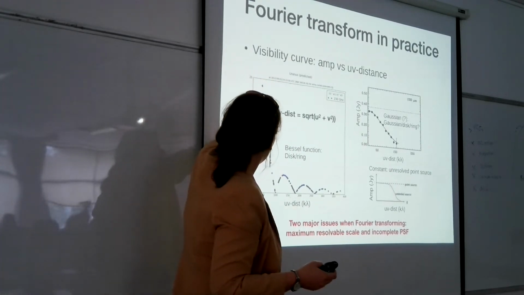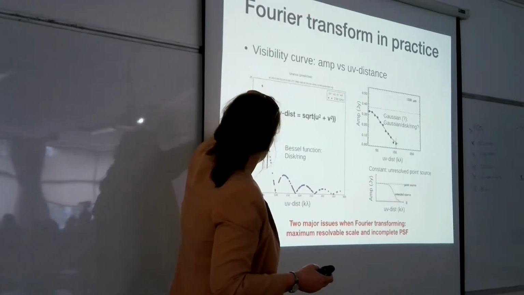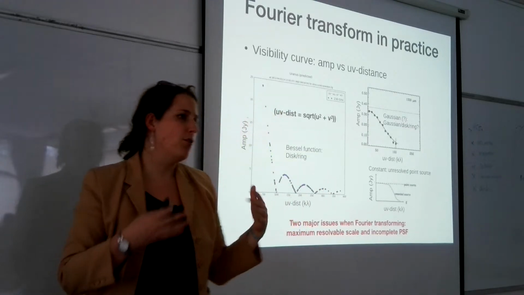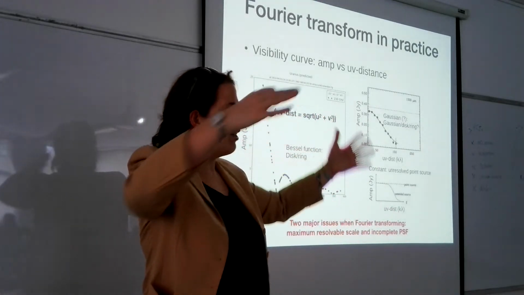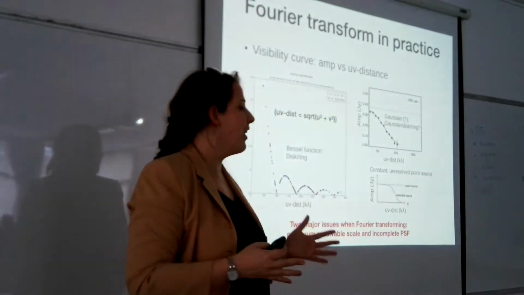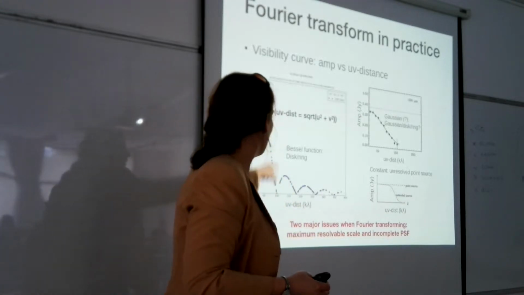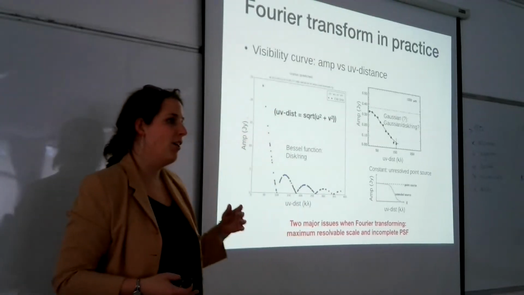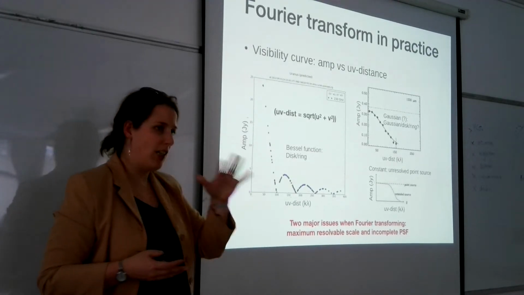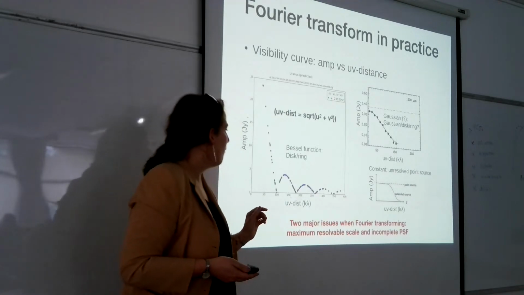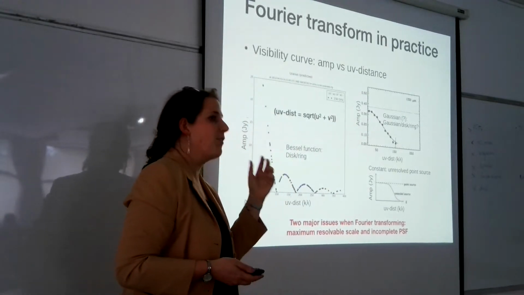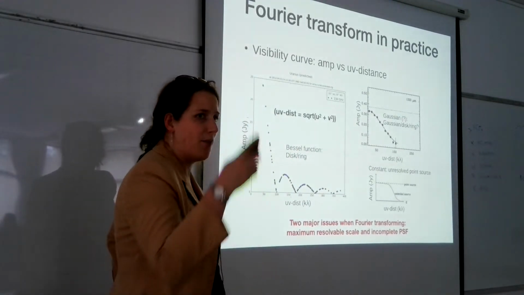Because say that you didn't have these short baselines, right? You only have this part. That means that you don't know the total flux of your source, and you will not be able to recover the large-scale emission in your image. You only have these rapidly varying patterns. So I'll show an example. The second issue is an incomplete PSF, which comes from incomplete UV coverage, and can lead to these strange imaging artifacts.